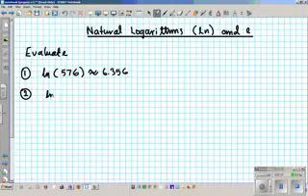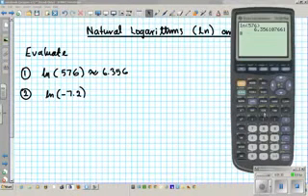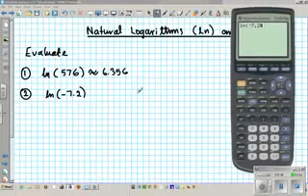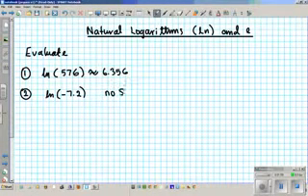Okay, number 2. What is the natural logarithm of negative 7.2? Let's try that out. Natural logarithm of negative 7.2. The answer is non-real. You cannot take the natural logarithm of a negative number because it's out of the domain. So in this case, there's no solution. You can only take the natural logarithm of numbers that are bigger than 0. That's the domain of the natural logarithm. Negative numbers do not work.